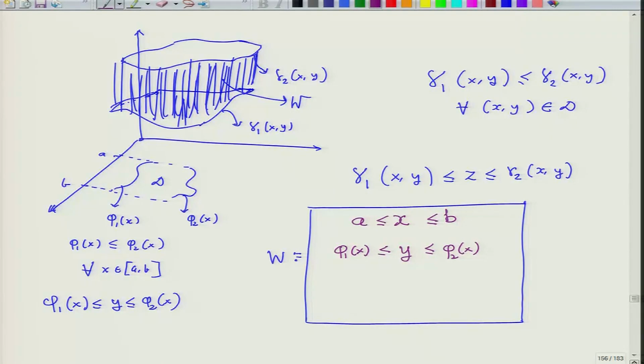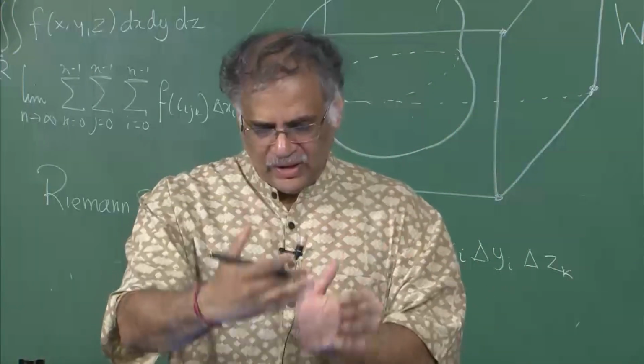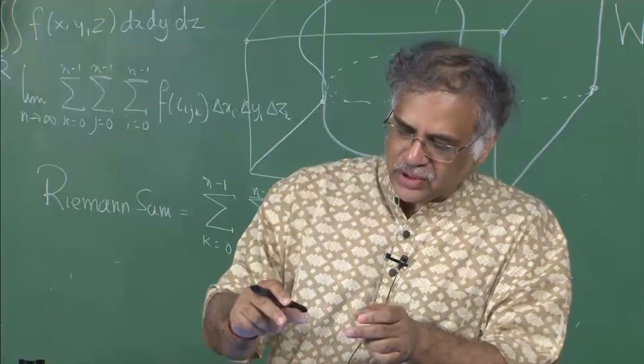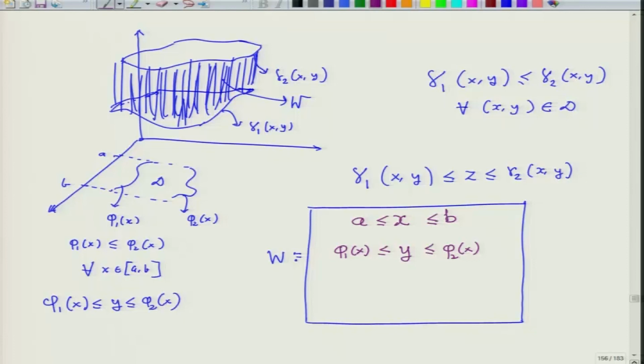You could have had this domain on the yz plane also, and looked at the volume in this form. You could have fixed your y and defined two functions of y and z, with x lying between them. You could have done it like that also, but this is one type of region. And then z is lying between gamma 1(x,y) and gamma 2(x,y).